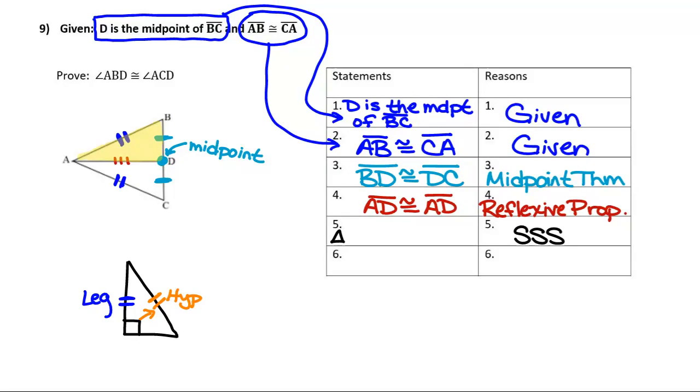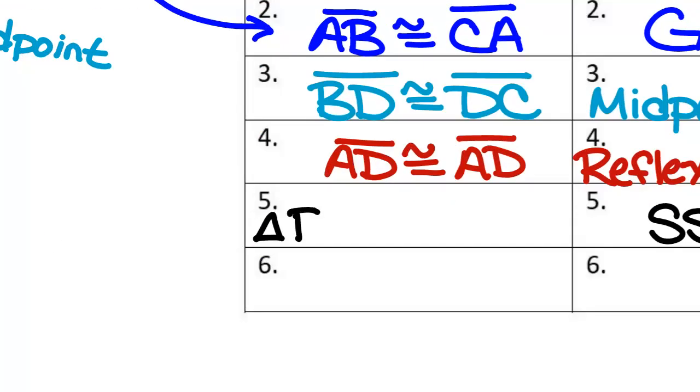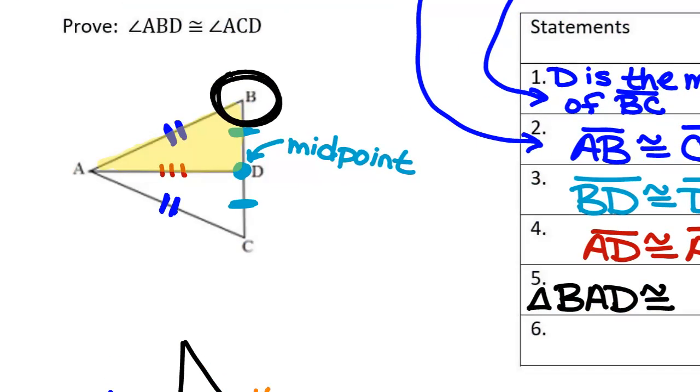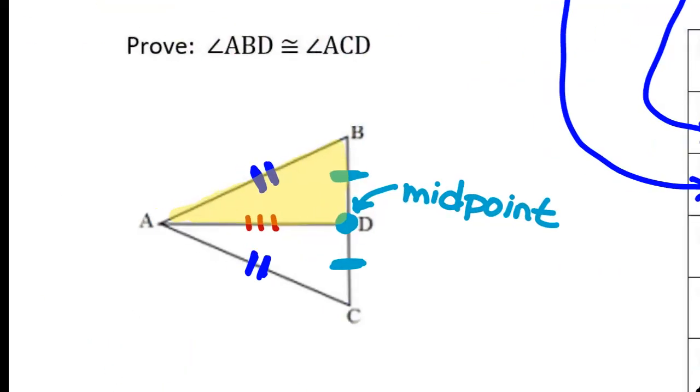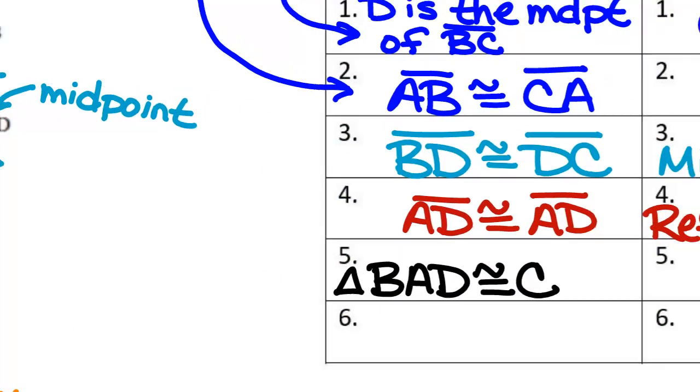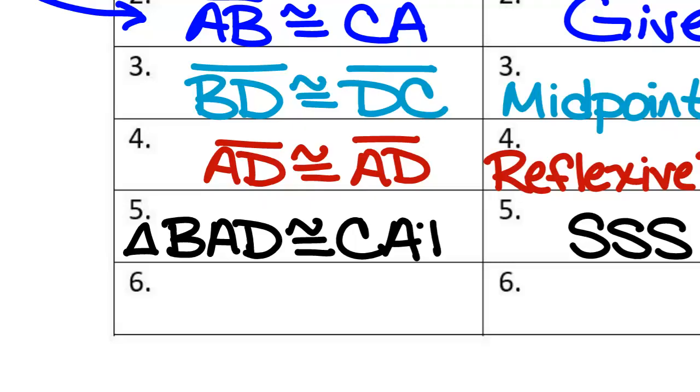All right, let's finish writing our triangle congruence statement. Triangle, let's call the first one BAD. Triangle BAD is congruent to triangle, angle B up here corresponds to what on the other triangle? C. So C, A, D. CAD.